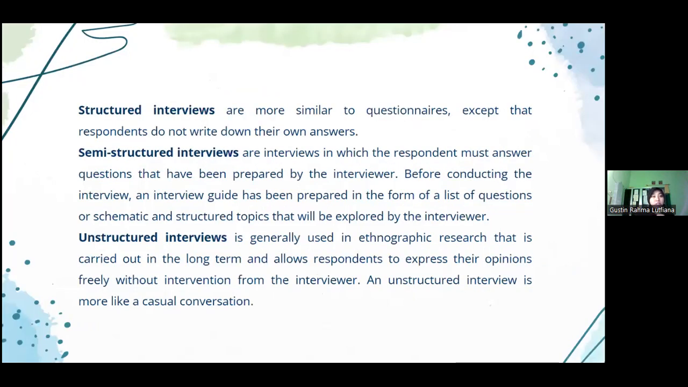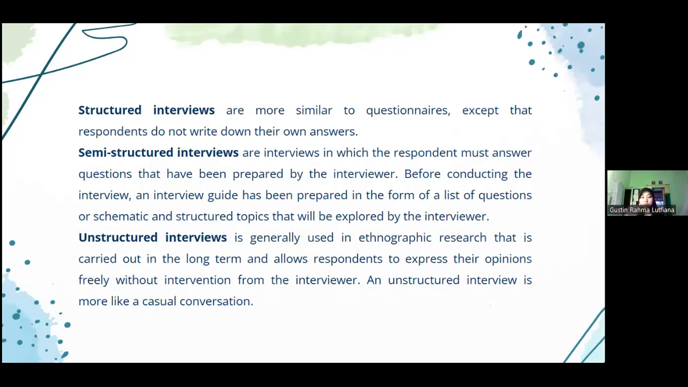The first is structured interviews. Structured interviews are more similar to questionnaires, except that respondents do not write down their own answers. Semi-structured interviews are interviews in which the respondent must answer questions that have been prepared by the interviewer. Before conducting the interview, an interview guide has been prepared in the form of a list of questions or schematic and structured topics that will be explored by the interviewer.